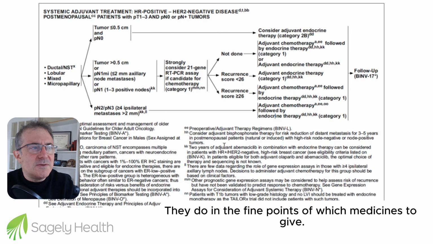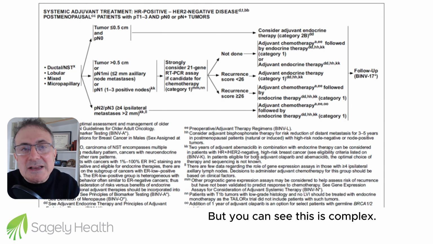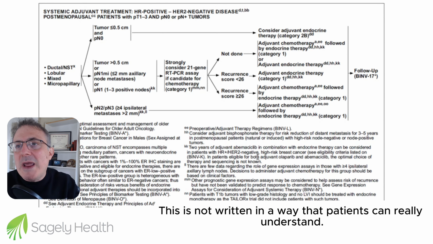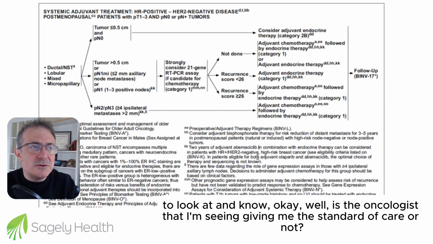They do in the fine points of which medicines to give. For example, here's a CDK4/6 inhibitor called abemaciclib. But you can see this is complex. This is not written in a way that patients can really understand. Even though it's publicly accessible, it's quite complicated and difficult to look at and know, okay, well, is the oncologist that I'm seeing giving me the standard of care or not?